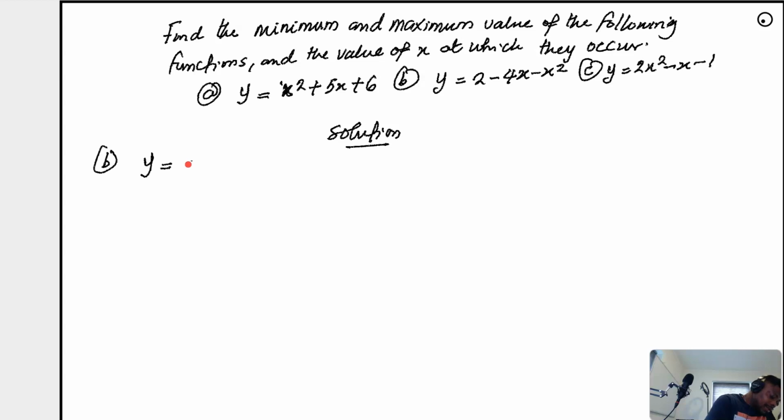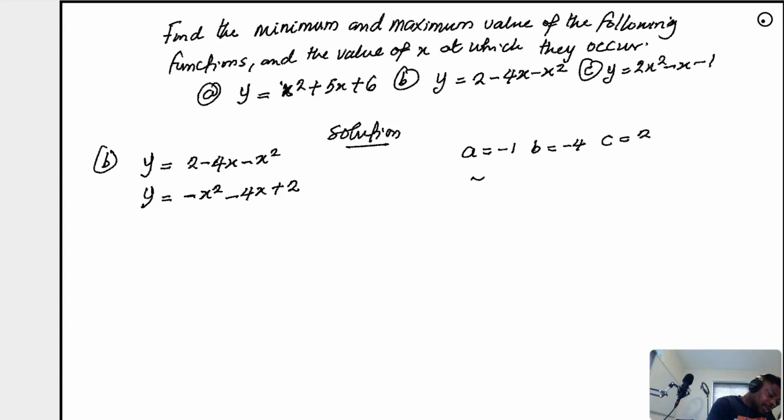Y is equal to 2 minus 4x minus x squared. Let's rearrange this. So we have minus x squared minus 4x plus 2. Okay? You already know how to get minimum value very fast, right? So we can easily do that one. A is minus 1, B is equal to minus 4, and C is equal to 2. So here, is it maximum value or minimum value I'm looking for? A is minus 1. That means A is less than 0. So in this case, it's maximum value.